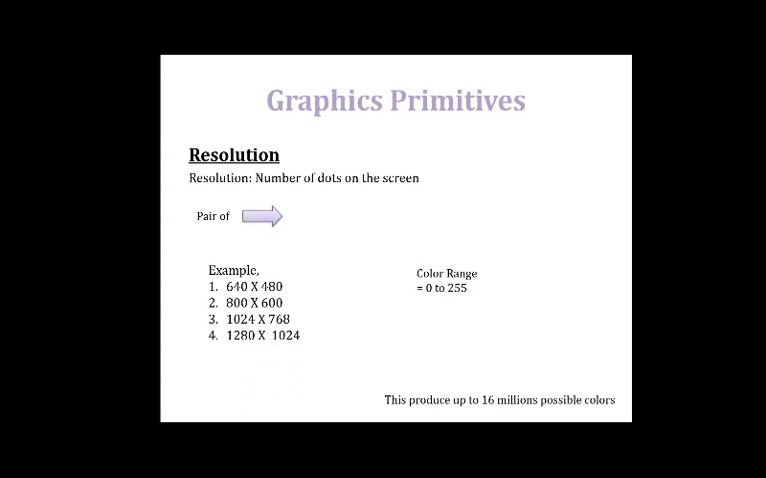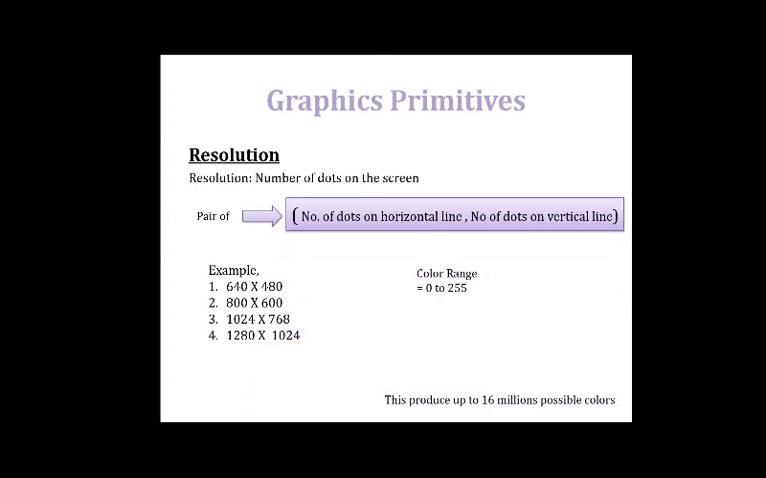So, it is shown that it is the pair of the number of dots on the horizontal line and the number of dots on the vertical line. I have shown you that we are measuring the columns and rows. In the same way, this resolution is a pair of the number of dots on the horizontal and the number of dots on the vertical line. So, in this way we are giving the resolution of a screen.